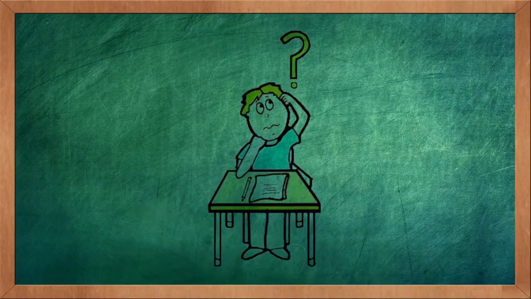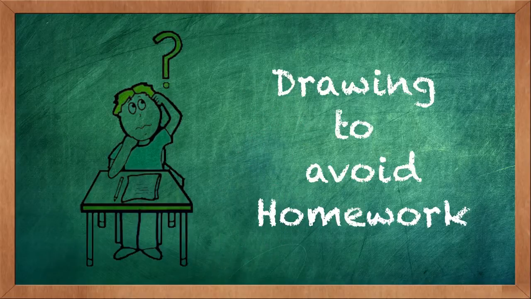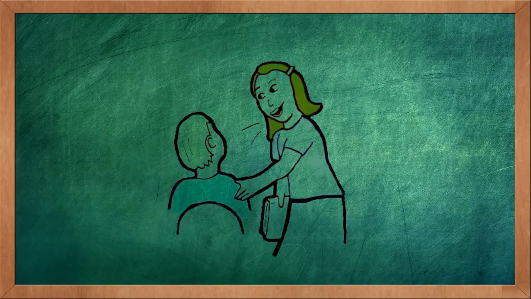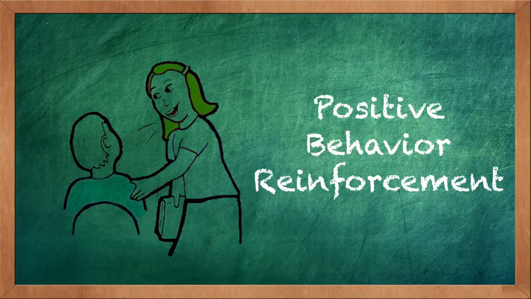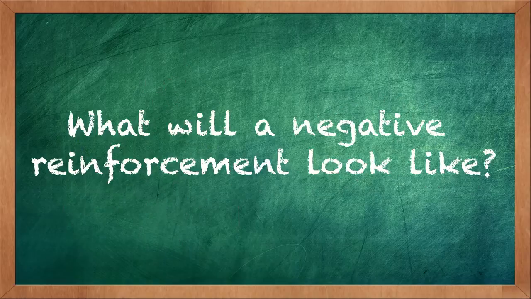So what are some examples of positive behavior interventions and supports? Let's say our student, Randy, was given a homework assignment to write a book report. Randy decides that he doesn't want to do this assignment, so instead he starts drawing on his workbook. Since Randy is using drawing to avoid his homework, a teacher could encourage Randy to do the assignment by offering a prize, such as a stamp, if he completes the assignment on time. This would be a positive reinforcement. What would a negative reinforcement look like? Well, the teacher could require each student who doesn't do the assignment to stay in class during recess.